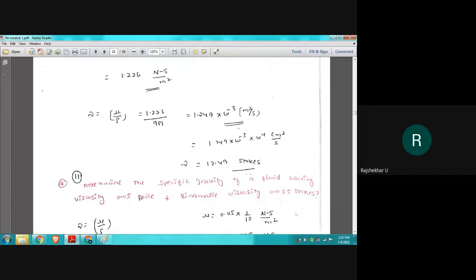I'll read it for you. Determine the specific gravity of a fluid having viscosity 0.05 poise. It is in poise, okay, and kinematic viscosity 0.035 Stokes. So here the dynamic viscosity is given and the kinematic viscosity is given. You have to find out the specific gravity. Very simple. You can do it in 2 steps.